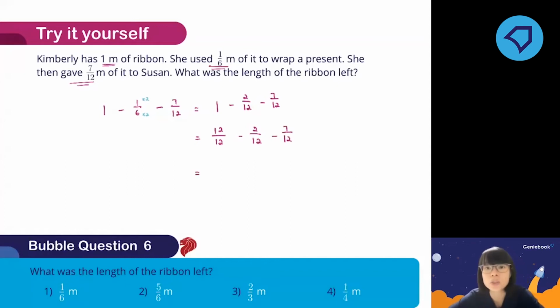So 12 minus 2 will give you 10. 10 minus 7 will give you 3. So you have 3 over 12. Okay, then you can simplify because both of them are in your 3 timetable. So 3 divided by 3 is equal to 1, and 12 divided by 3 is equal to 4, and that gives you your final answer of option number 4. Okay, everybody can follow?